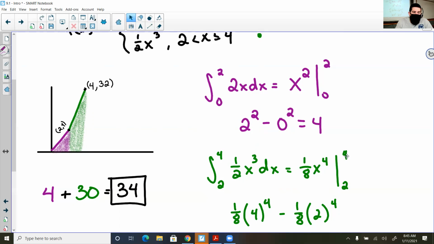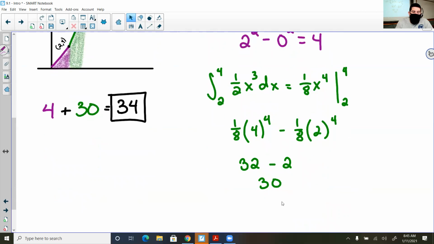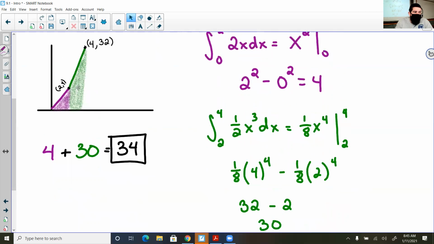And then I evaluate that at 4 and at 2, subtract them, and I get 30. So the area of this green trapezoid is 30, and the area of this purple triangle is 4. So therefore, the area of this entire shape will be 34.